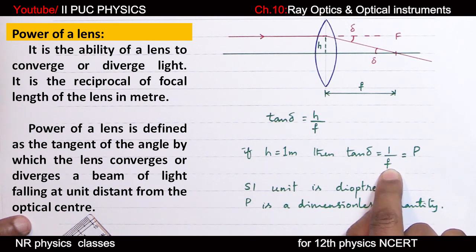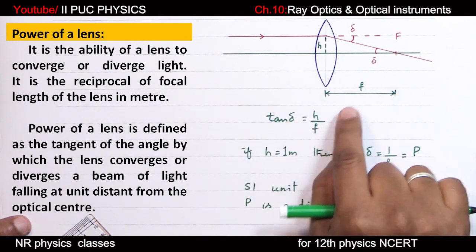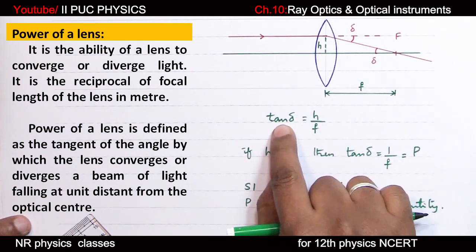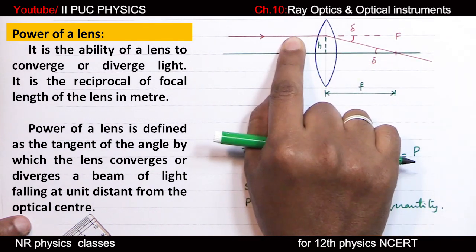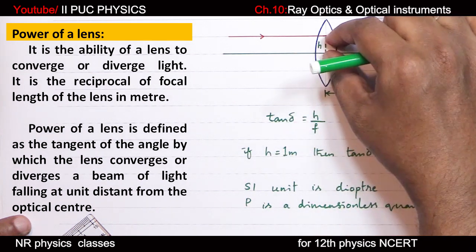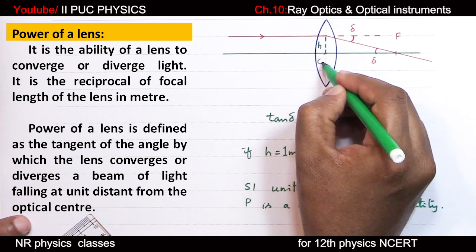What is the definition of power of a lens? Power of a lens is defined as the tangent of the angle by which the lens converges or diverges a beam of light falling at unit distance from the optic center. So this is the optic center O.